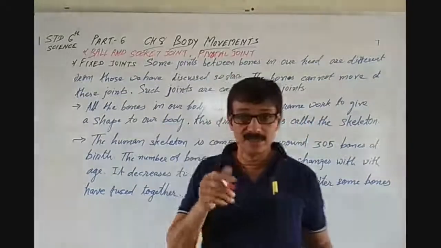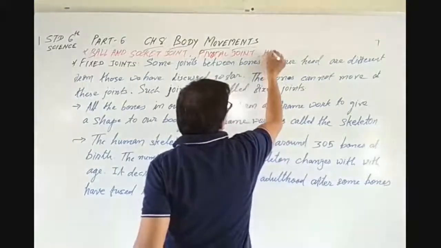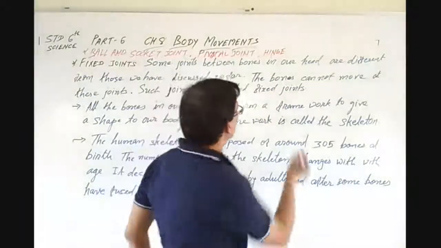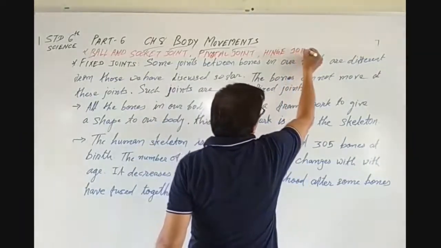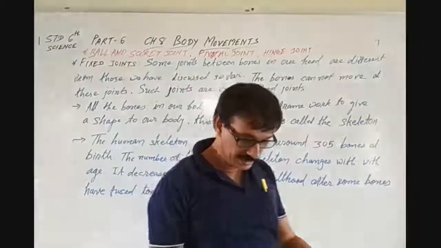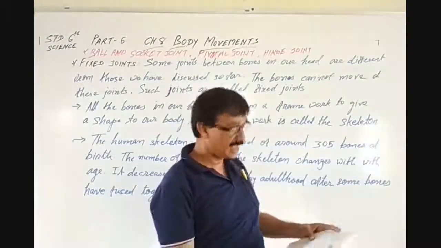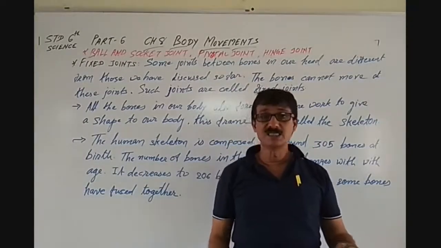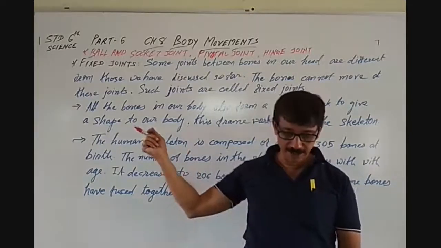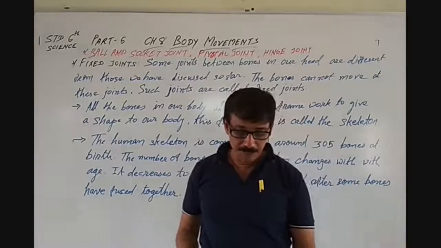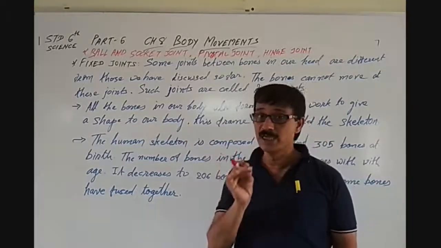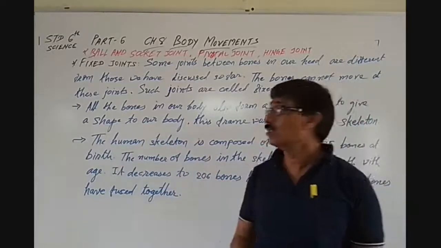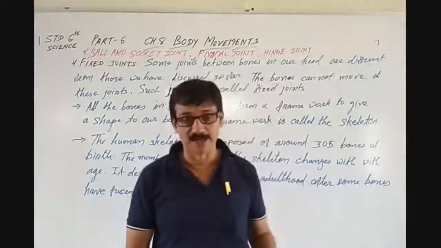Then the next joint is the hinge joint, isn't it? See, this hinge joint is available at the elbow, which we already discussed, and this joint allows movement only backward and forward, back and forth only. So this is what we discussed in the last parts, isn't it?